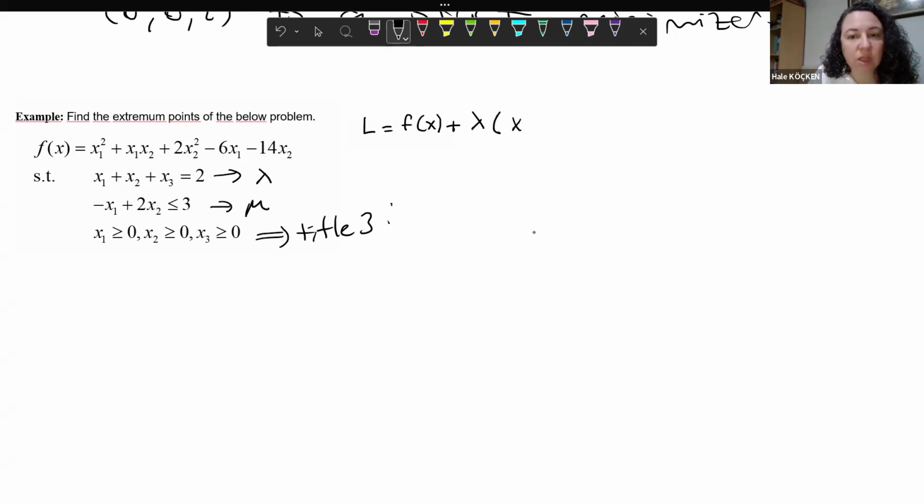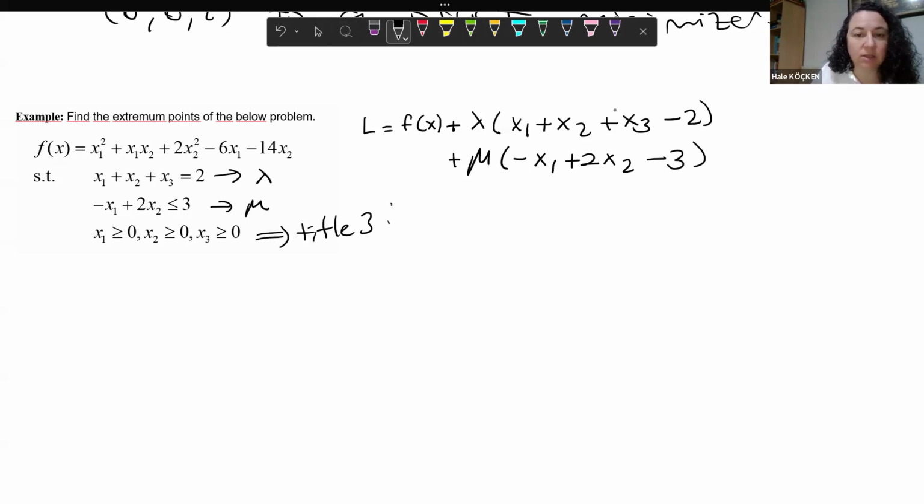Lambda times (x1 plus x2 plus x3 minus 2) plus mu times (minus x1 plus 2x2 minus 3). Sorry, I'm thinking something. That's all. So I'm ready to write my first order necessary condition.